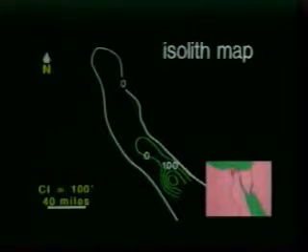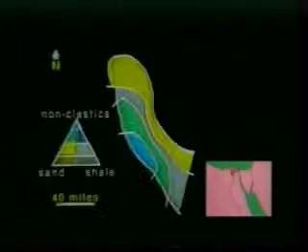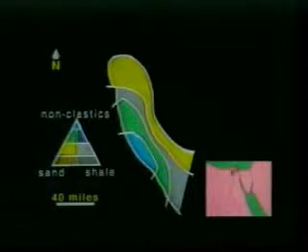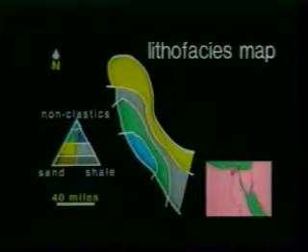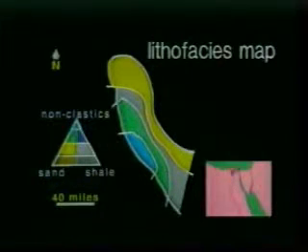We might wish to create isolith maps for all the major rock types in the formation. We could also summarize the lithologic variation on a lithofacies map. In the Nukhul Formation, 3 end-member lithologies have been mapped: sand, shale, and non-clastics. Data from the control wells fall within certain limited fields. Although this map is based on numerical data, it is not, strictly speaking, a contour map.